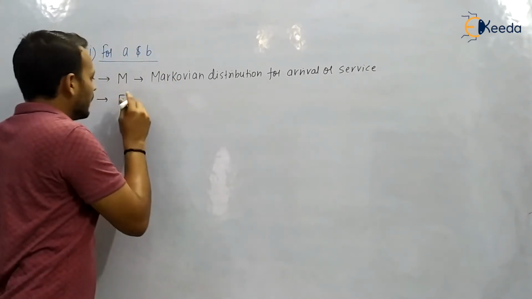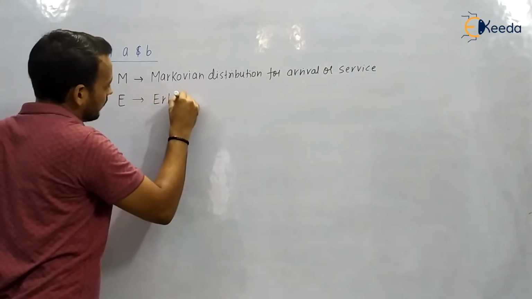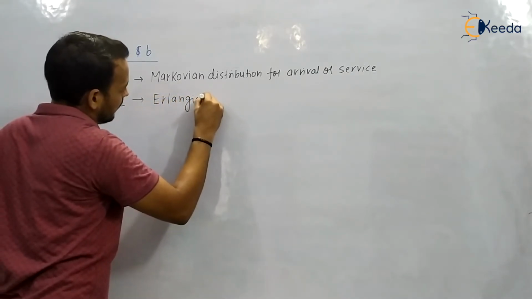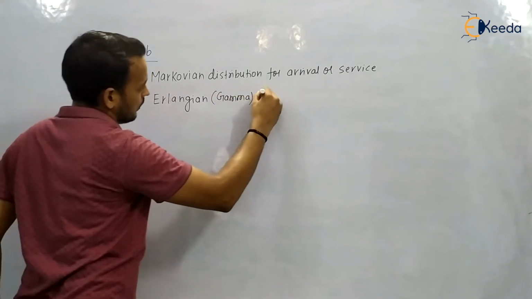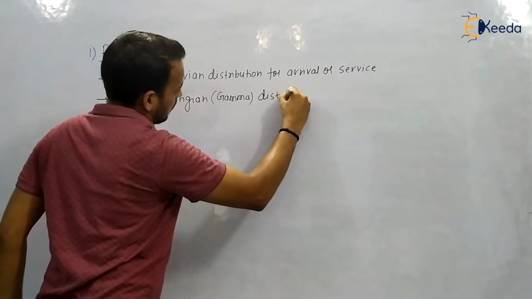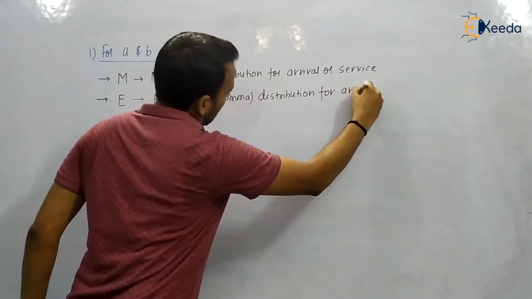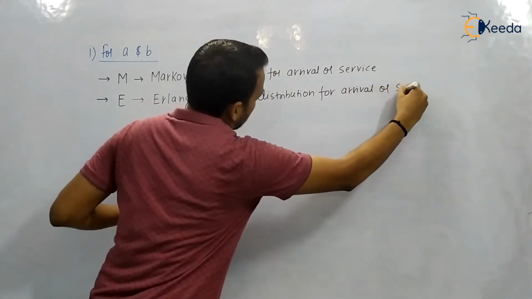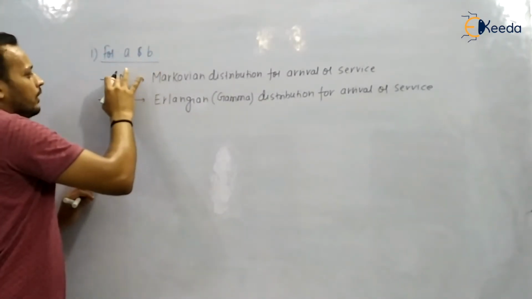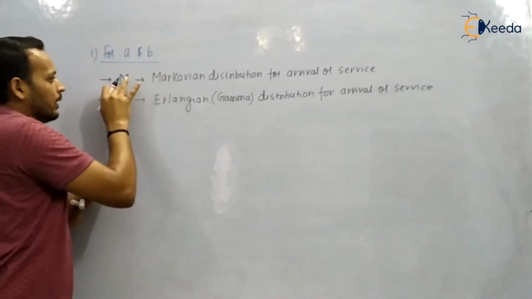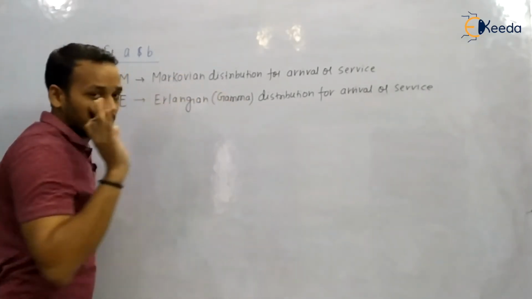Okay, E can also be written. E is Erlangian or simply gamma distribution, for both arrival or service. So in place of A and B, you will find M or E. By M, it means Markovian, and by E, you can say Erlangian or gamma distribution.